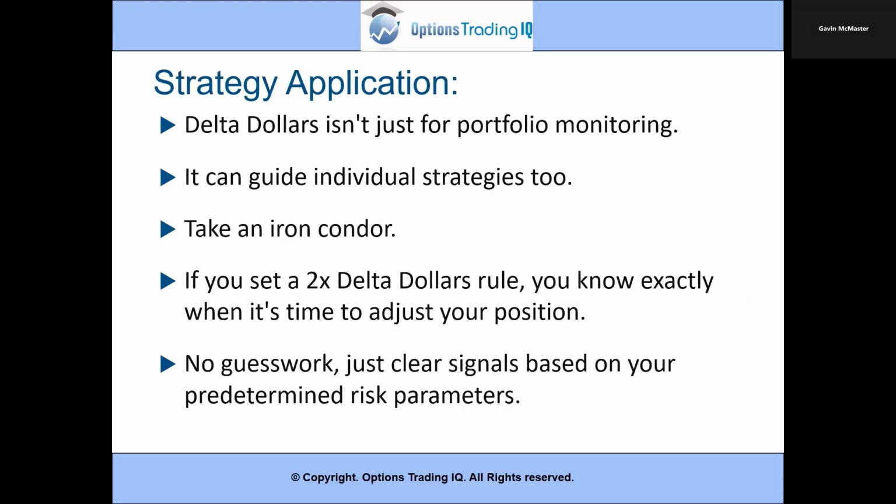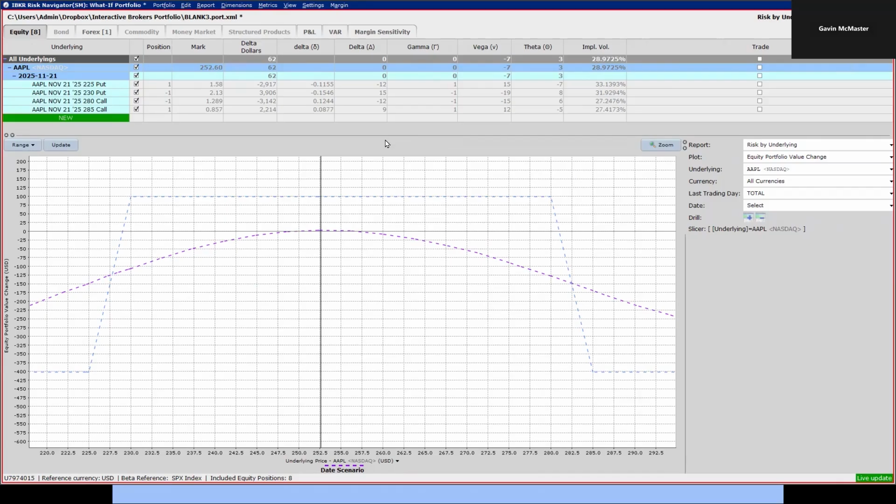Let's take a look at an example. So here we've got a pretty standard iron condor setup. Overall, we're pretty neutral. We've got zero position delta, and our overall delta dollars is only 62. Very, very neutral. We can see we've got a nice flat T plus zero line. We're evenly spaced, pretty much perfect starting position. Delta dollars of 62 compared to our capital at risk of 400 is very, very low.